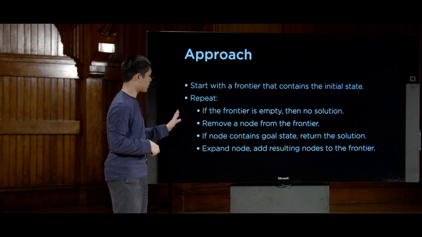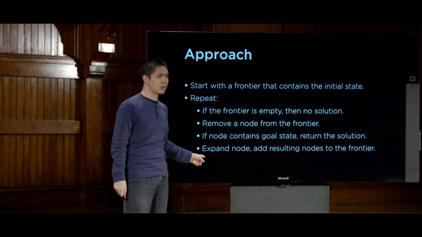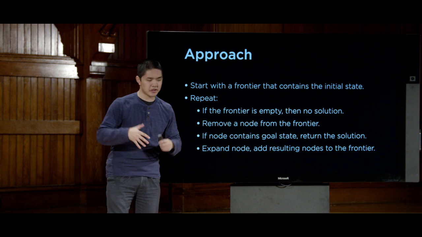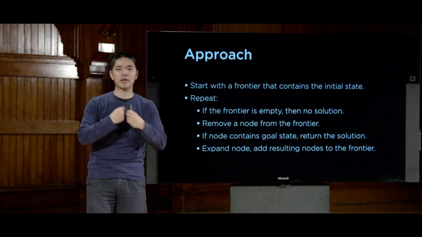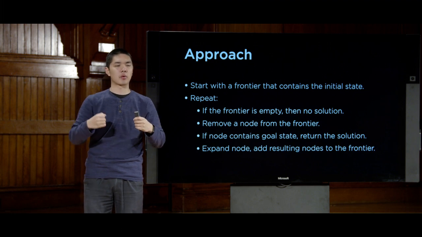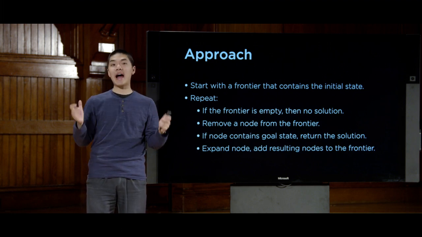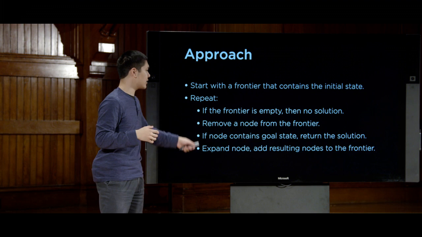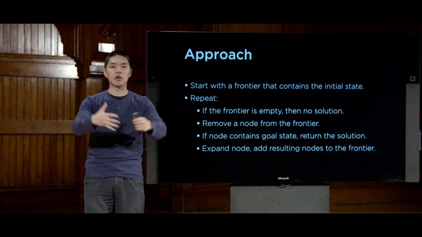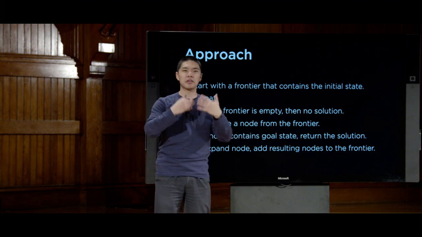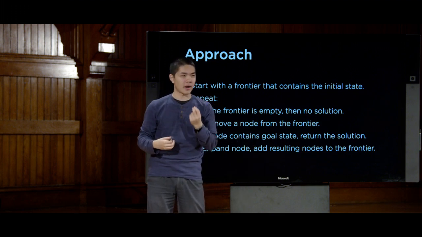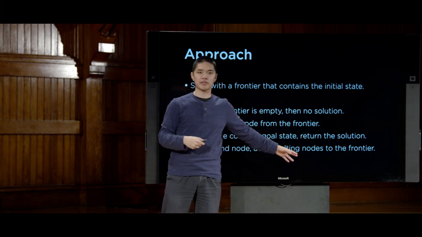And otherwise, what we'll need to do is expand the node. And this is a term of art in artificial intelligence. To expand the node just means to look at all of the neighbors of that node. In other words, consider all of the possible actions that I could take from the state that this node is representing, and what nodes could I get to from there. We're going to take all of those nodes, the next nodes that I can get to from this current one I'm looking at, and add those to the frontier.